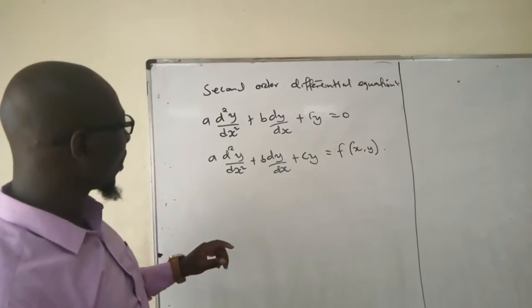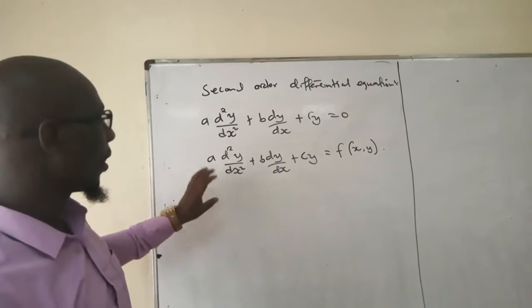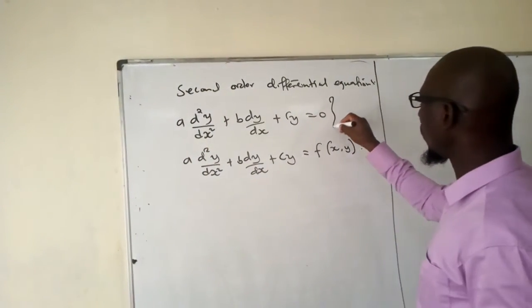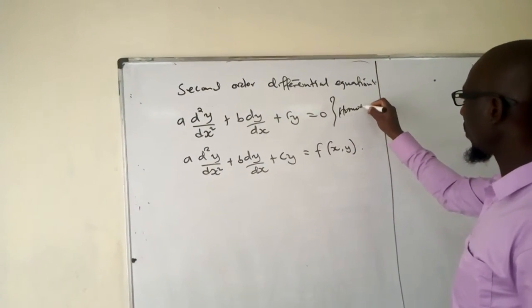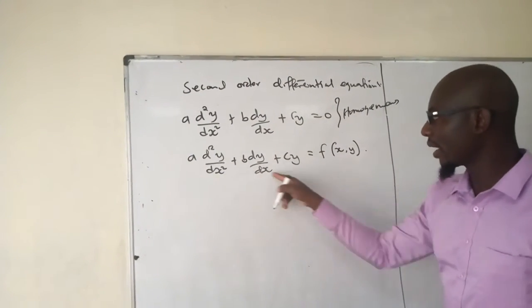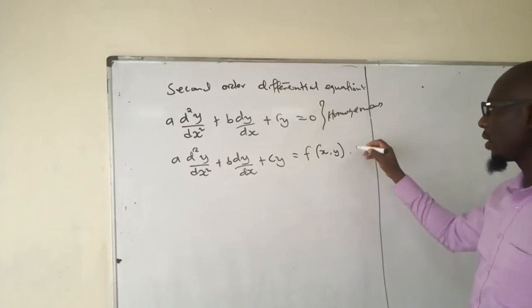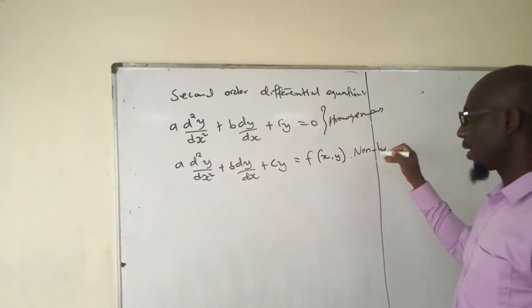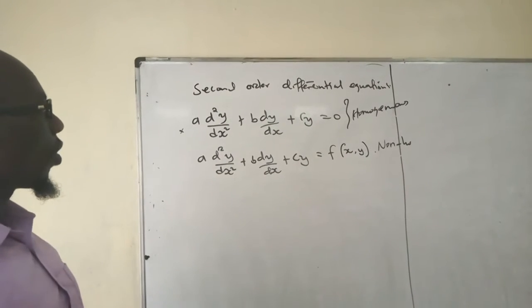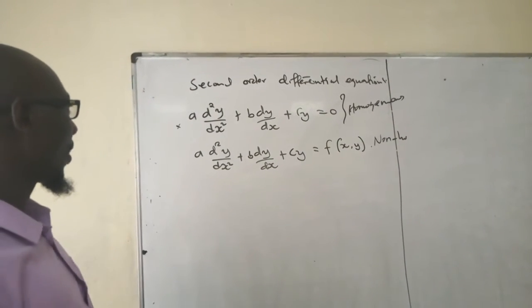You have got a second order differential equation on this side and this side. If this side is equal to 0 like the first one, we call this one homogeneous. This is now a homogeneous differential equation. But if this side is equal to another function of x and y, this is now non-homogeneous. So today we want to deal with what we call the homogeneous differential equation like the first one.